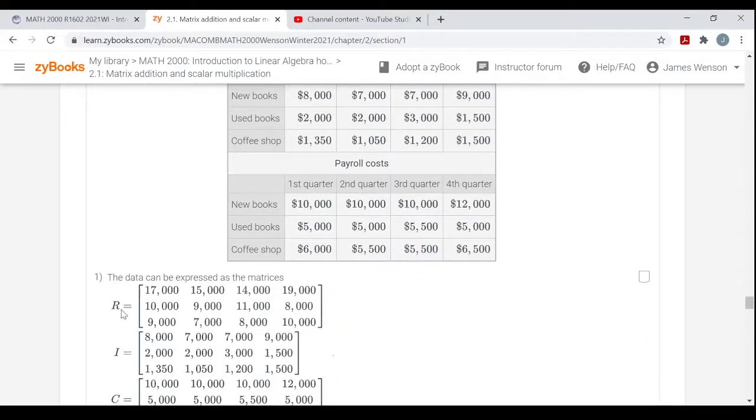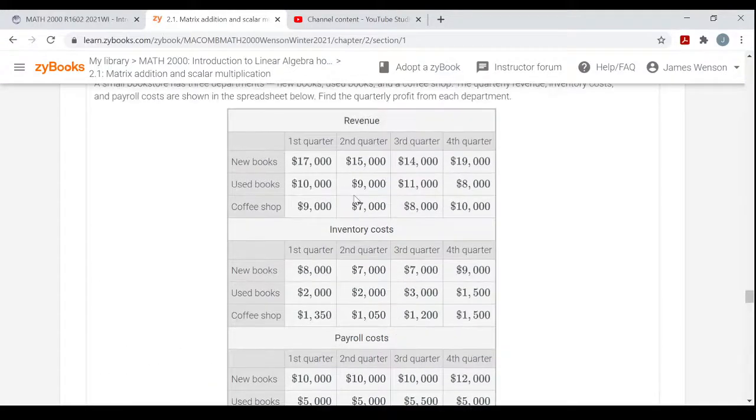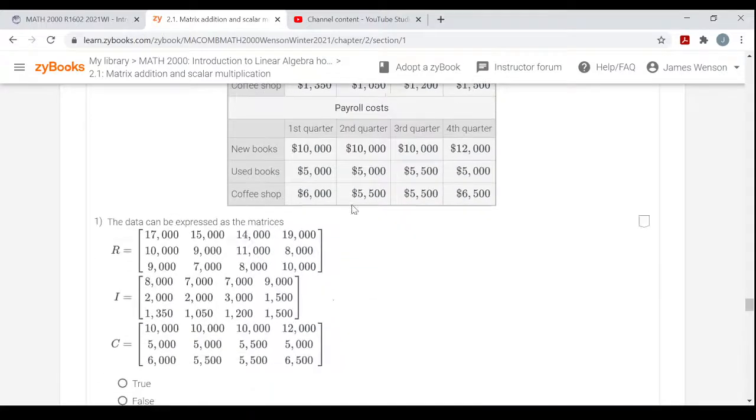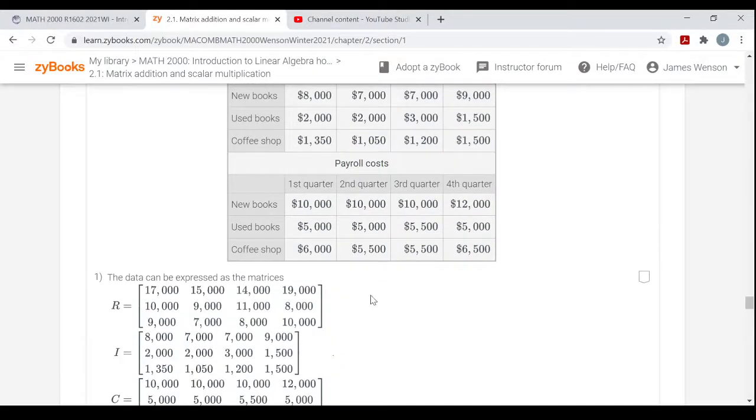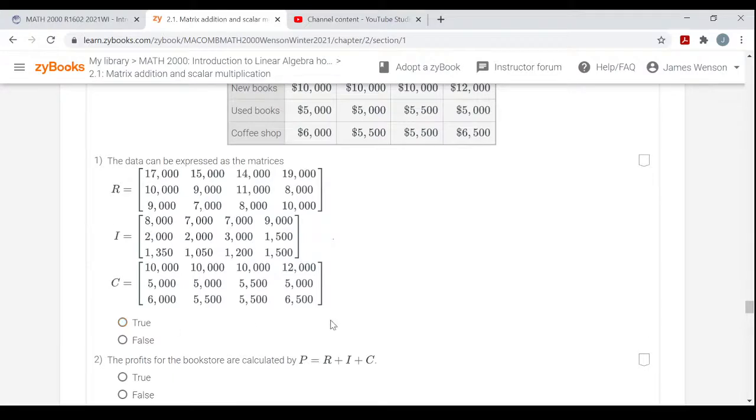Now the data can be expressed as matrices, and like I said, each of these can be a 3x4 matrix, and let's just make sure the numbers match up. So you see R here for the revenue. This was the money brought in by each of the departments, where the first row is for new books, the second row is for used books, the third row is for the coffee shop, and then each column is for the quarters, right? The first column is for the first quarter, then second quarter, third quarter, fourth quarter. And it looks to me like the numbers are matching up for the revenue. That's the top matrix here. Looks like the numbers match up for I. I is for inventory costs, this matrix I here. And it looks to me like those numbers also match. And then C for payroll costs, C for costs. I don't know why they didn't use P, but whatever. It looks like the numbers match there as well in all the rows. So yeah, I could express all those as those three matrices.